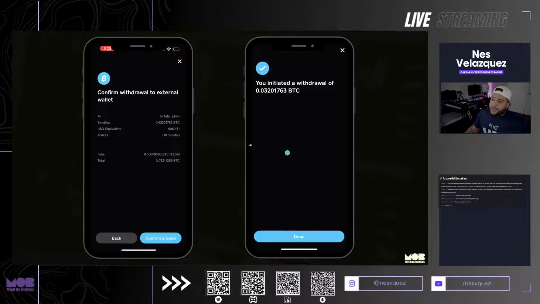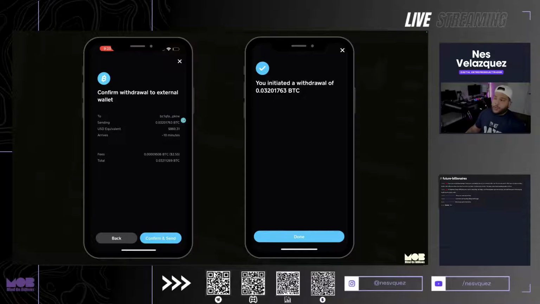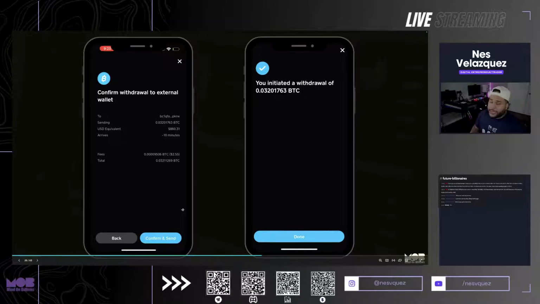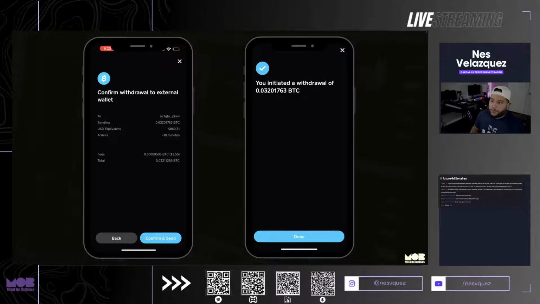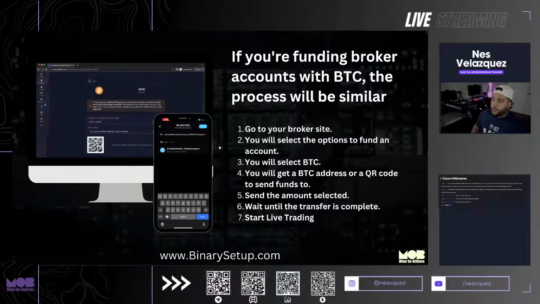Okay, then you confirm the withdrawal to the external wallet. A tip is to always look at the first few characters and the last few characters. If it lines up with the wallet address that your broker is telling you to send the Bitcoin to, then you're good to go. Click on confirm and send. It's important that not one digit is off when it comes to sending funds over to a broker.